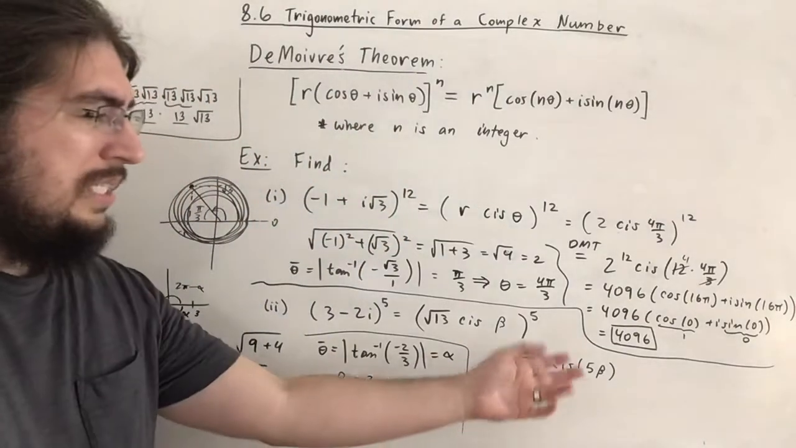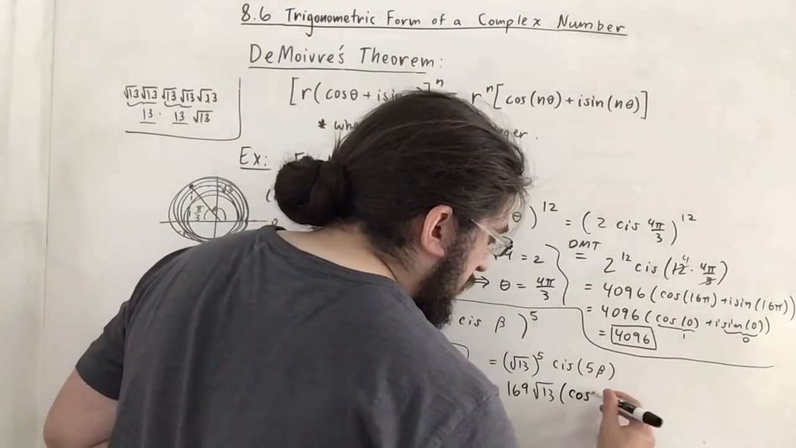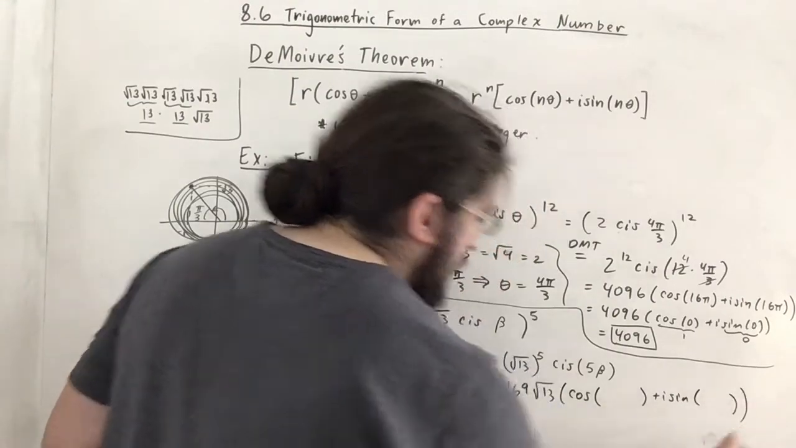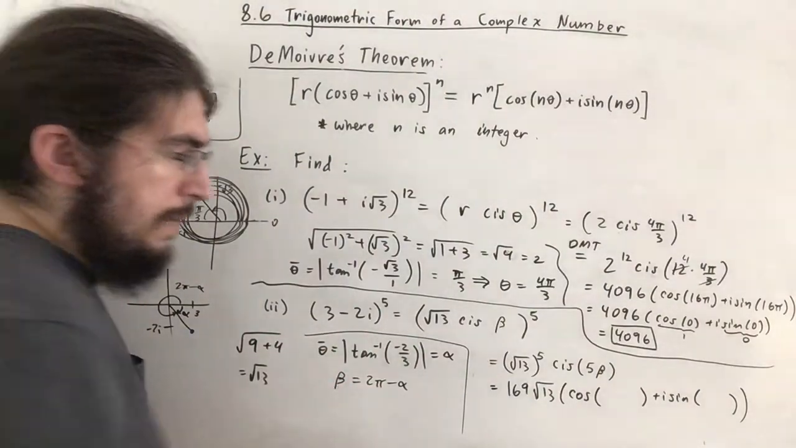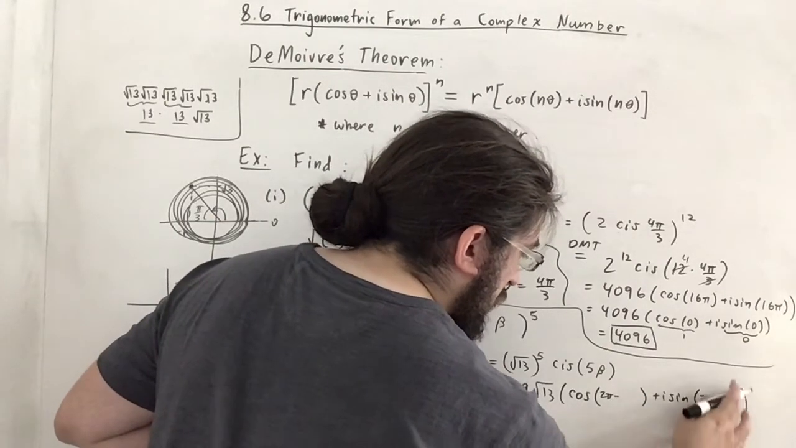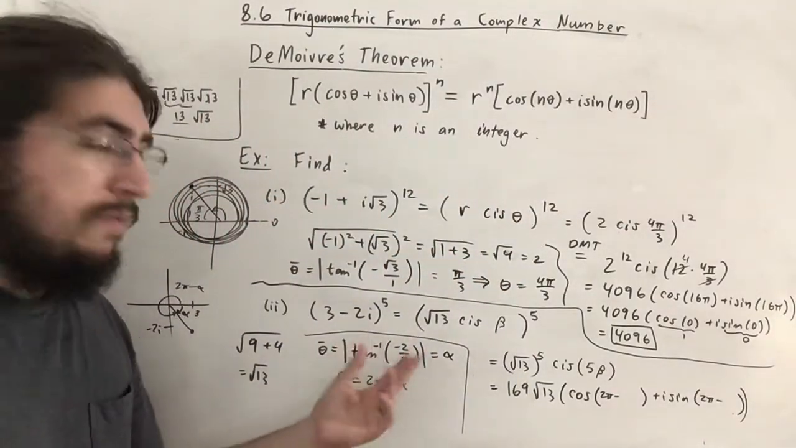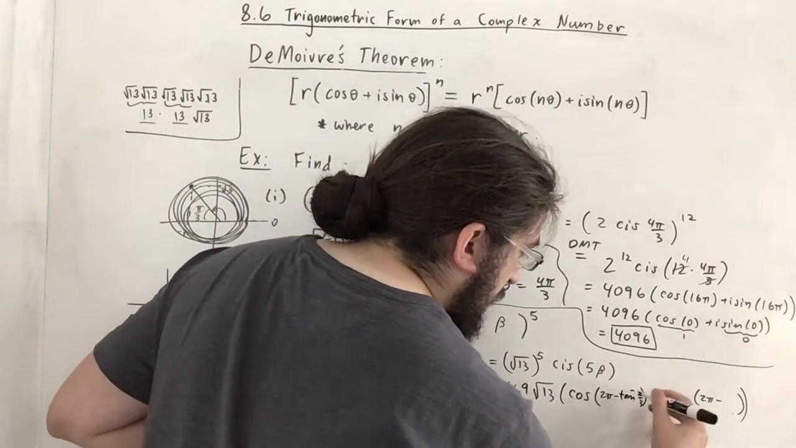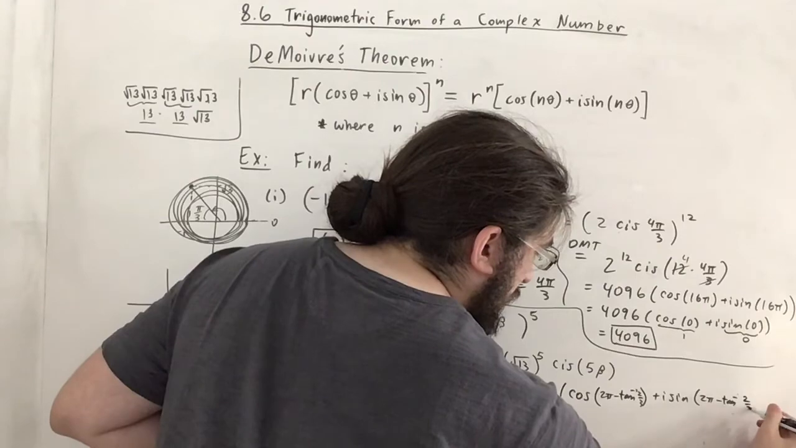But now, the cis of 5 beta is kind of bothering me a bit. But remember, cis just means cosine of that angle plus i sine of that angle. Also, we know exactly what this is. We know beta is 2 pi minus alpha. I'll leave a little bit of space and write kind of small. 2 pi minus, I want to write alpha, but remember alpha really is just tangent inverse of 2 over 3. Tangent inverse of 2 over 3. Again, kind of writing a little small.